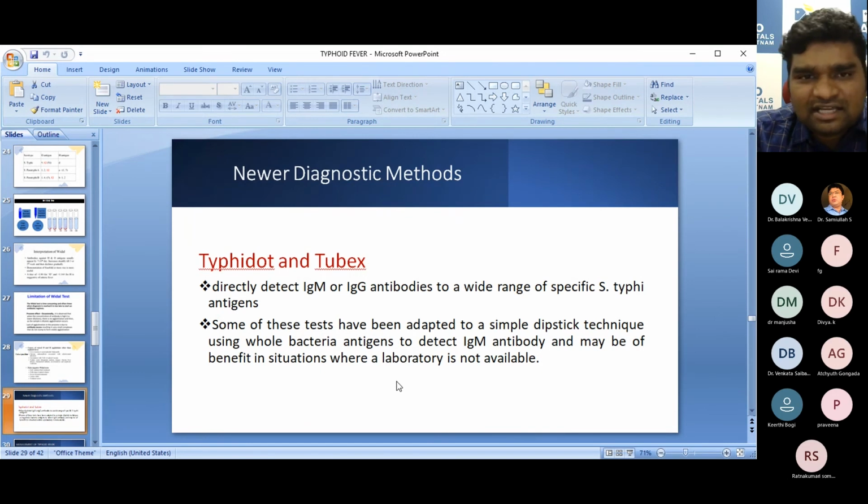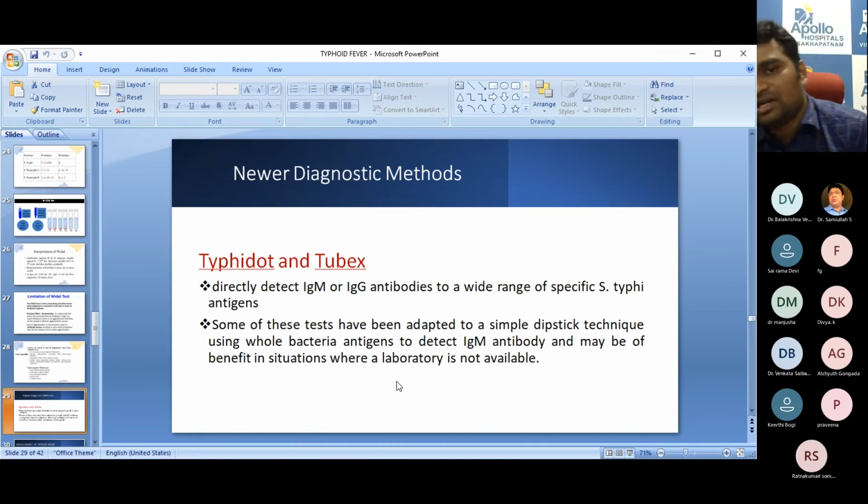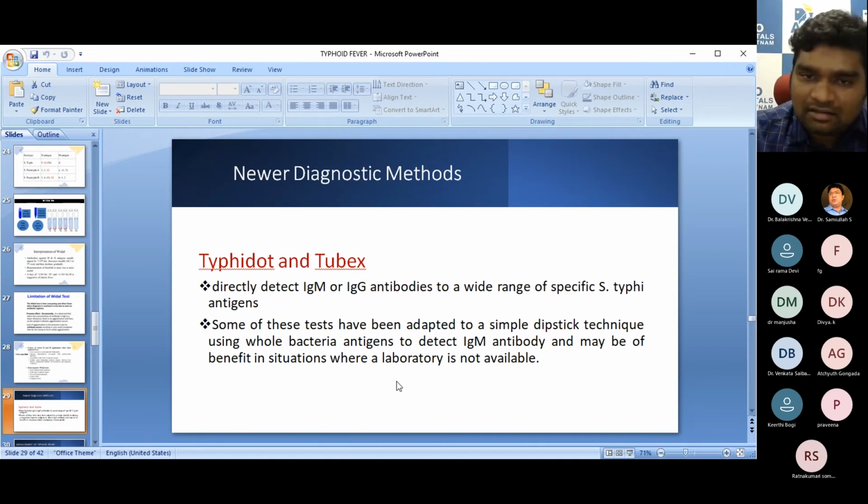Other diagnostics are Typhidot and Tubex. This will directly detect IgM and IgG antibodies of Salmonella typhi, and in recent times this can be adapted as a simple dipstick technique also, a newer diagnostic method.